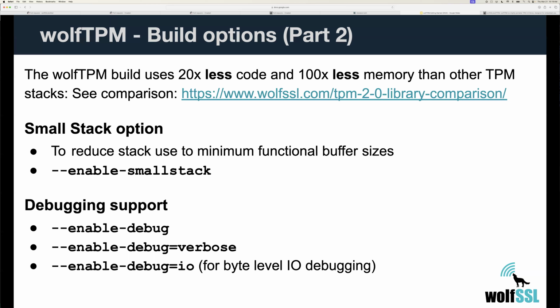And then these are some of the debugging options you can turn on. It'll give you more output. So this will show you more messages during operation, and verbose will show you some of the, I can't remember, it's like the next level command responses, and the IO will actually show you the bytes, which is kind of helpful if you're debugging issues.